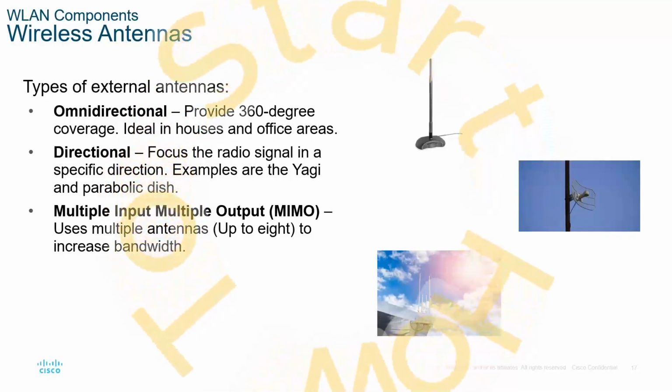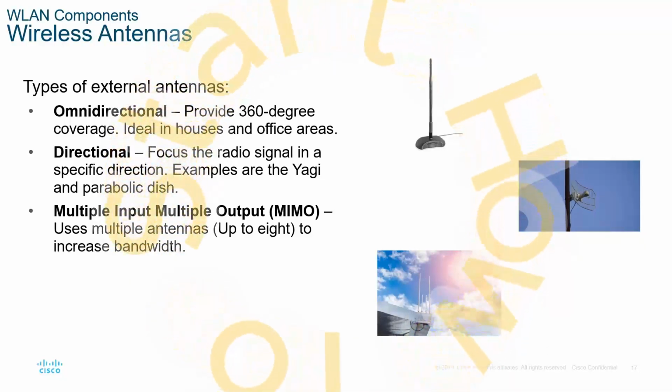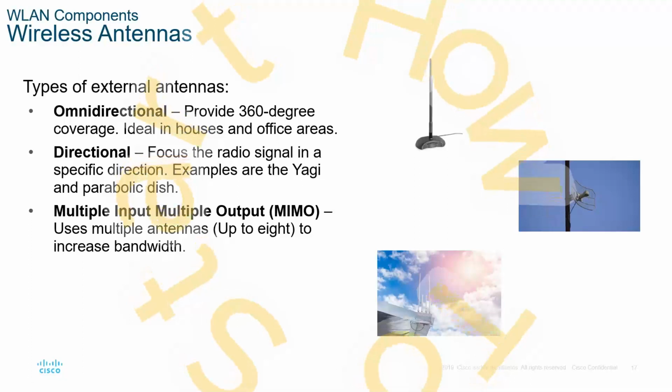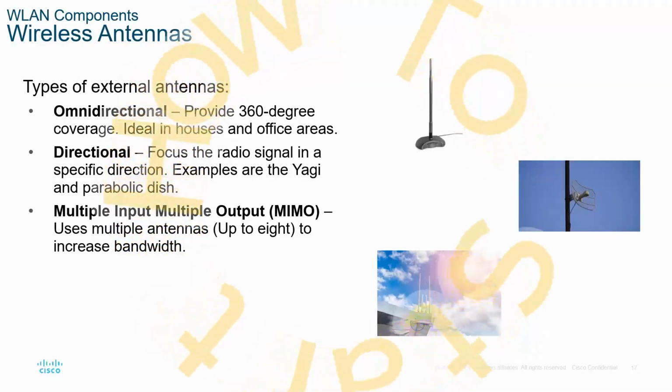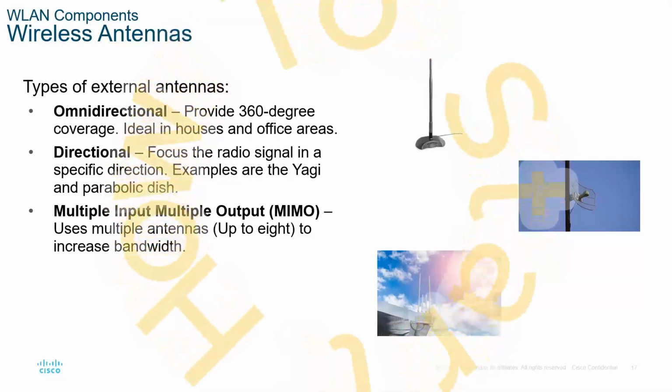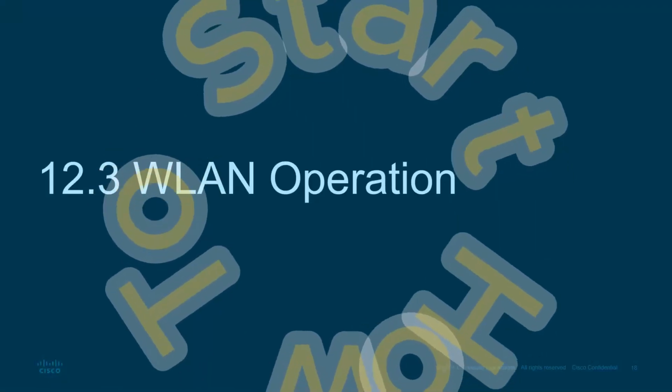So MIMO is more of a technology that the access point will use to allow for multiple antennas or multiple antenna types to all work together. So moving on, let's talk about wireless operations.